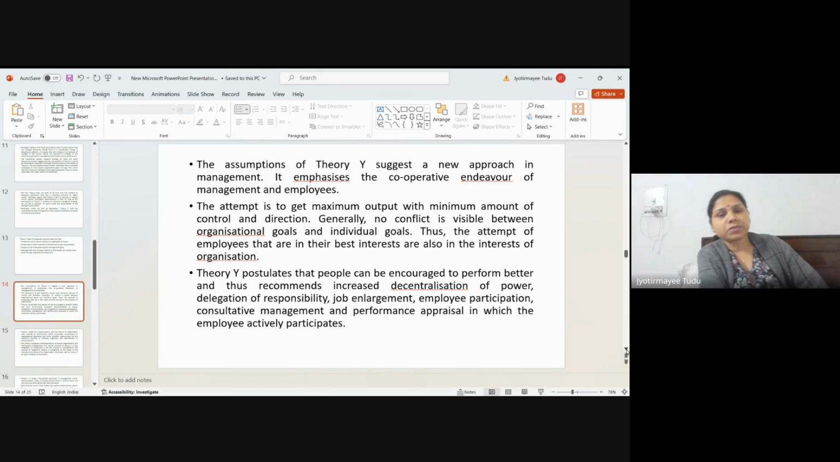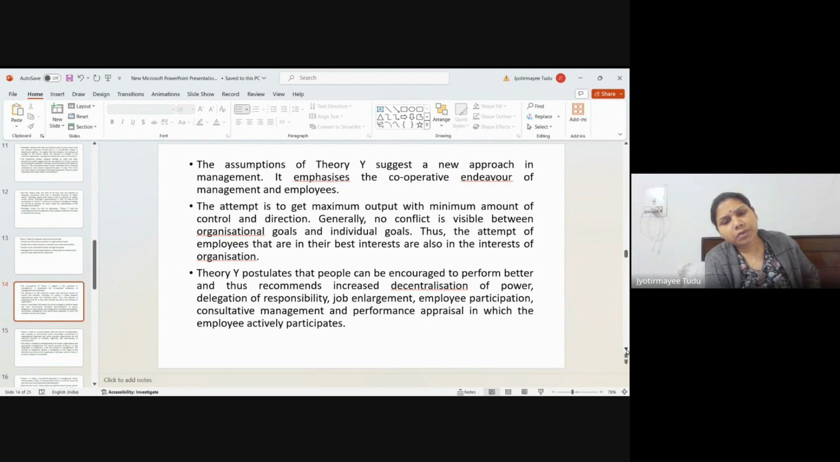But while we are looking at the approach of theory Y, that motivation needs to go towards achieving the aspirations, achieving the ambitions. And in that regard, the attempt of management must be to show cooperative behavior to the employees, and also encourage them to perform better so that they would be able to achieve their dreams. So the dark aspect of control and direction needs to be minimized, where management needs to collaborate with the employees and trust them so that they would be able to do the work as desired by the management. So generally, no conflict is visible between the organizational goals and individual goals. Thus, the attempts of employees that are in their best interest are also in the interest of the organization.